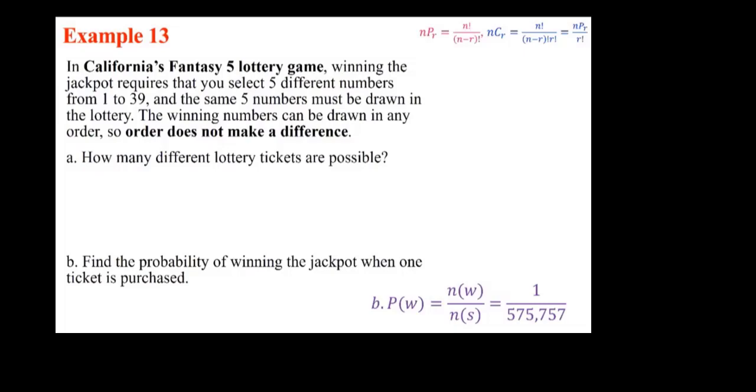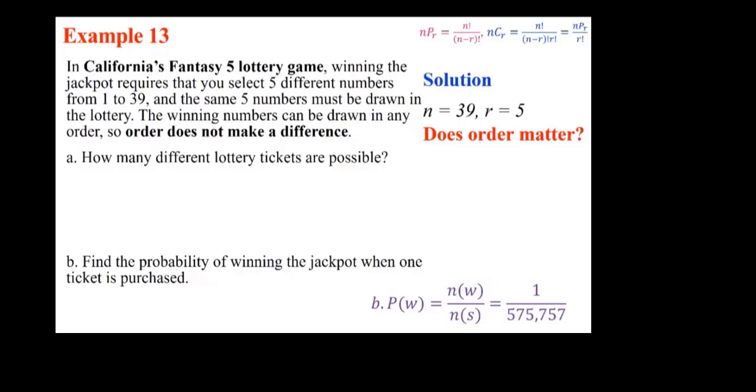So understanding the situation, we have n being 39, r being 5. We are going to deal with 39 numbers, and we're going to choose 5. The winning numbers can be drawn in any order. So order is not important, which means right away we are dealing with a combination. And so all you have to do is calculate this combination and come up with the answer.